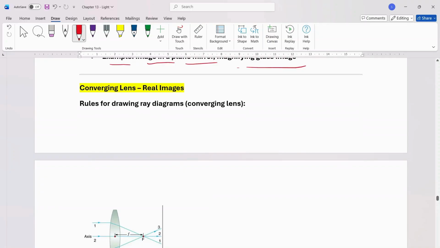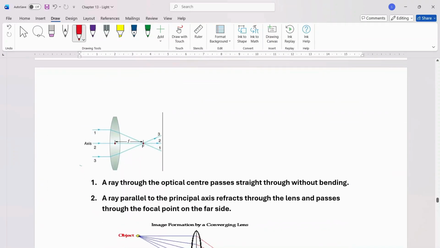Converging lens, real images, rules for drawing ray diagrams. For the converging lens, we have some diagrams here for you so that you can practice. A ray through the optical center passes straight through without bending. So in the middle, without bending; ray 1 is bending and ray 2 is also bending. A ray parallel to the principal axis refracts through the lens and passes through the focal point on the far side.